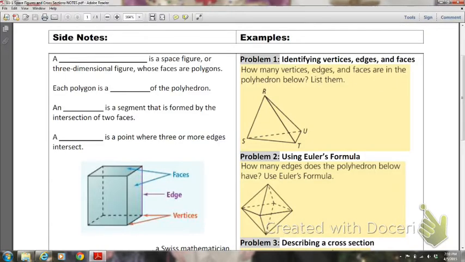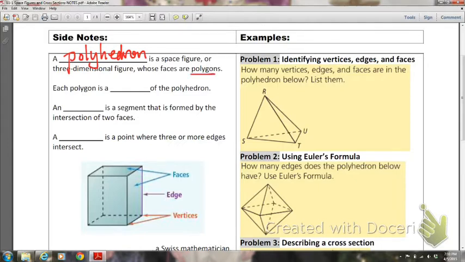This lesson is about space figures and cross sections. The objective is to recognize polyhedra and their parts and to visualize cross sections of space figures. So, first definition is a polyhedron. A polyhedron is a space figure or a three-dimensional figure whose faces are polygons.